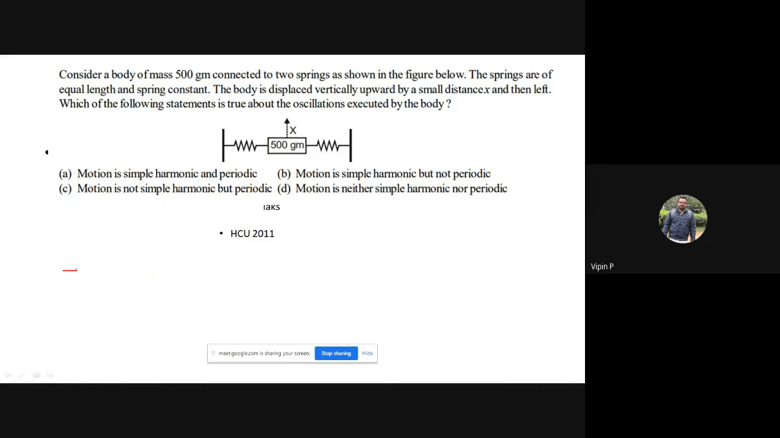So this is the original system. Now you're displacing it upwards, which means you will displace it upwards like this. This is how it will look now. Now this distance is x, and let's say the length of the spring is L. Now we have to check, if you leave it, what kind of motion that would be.